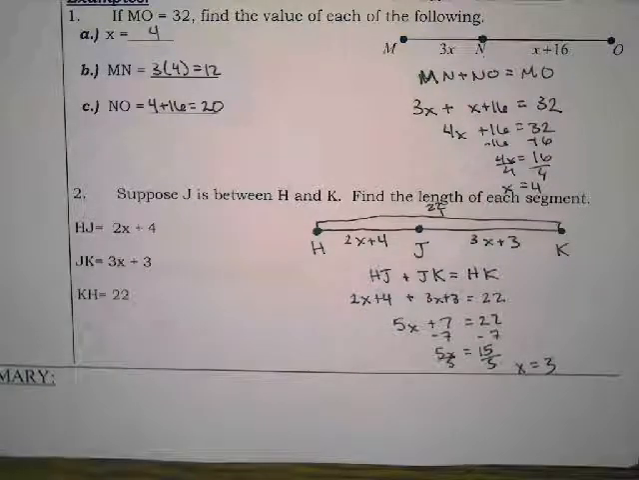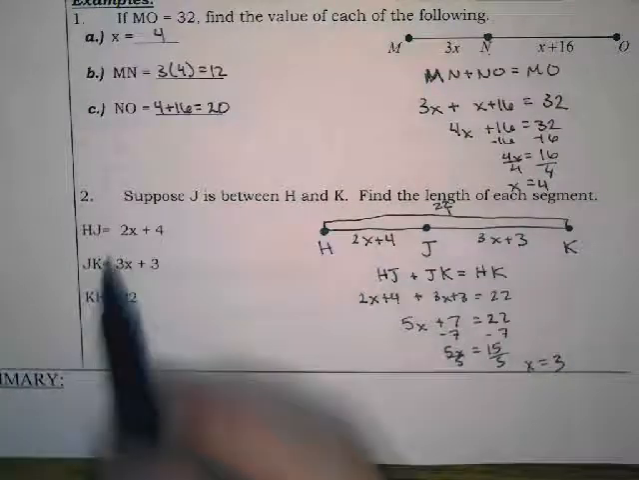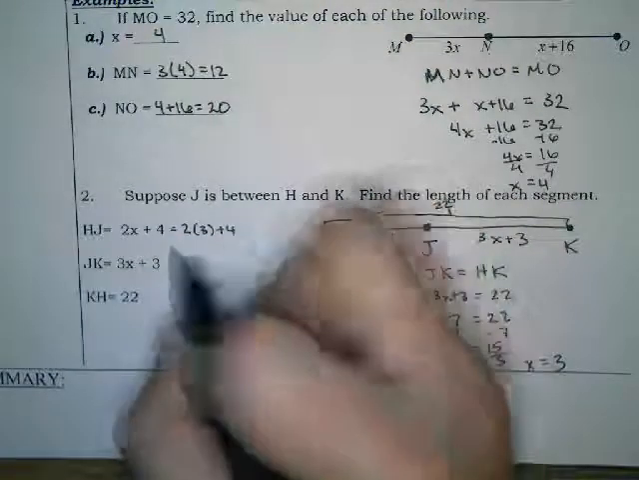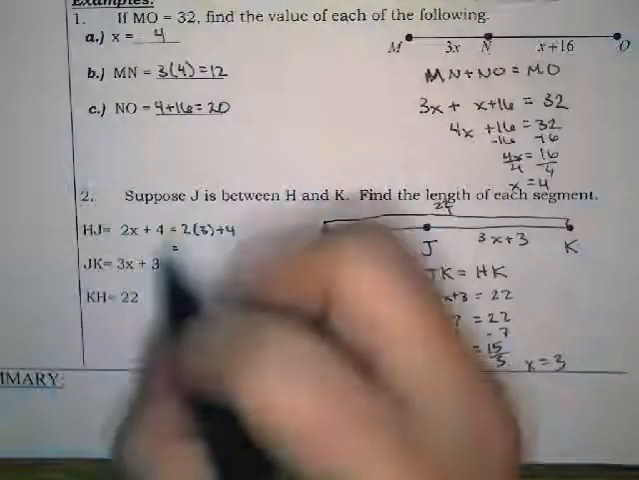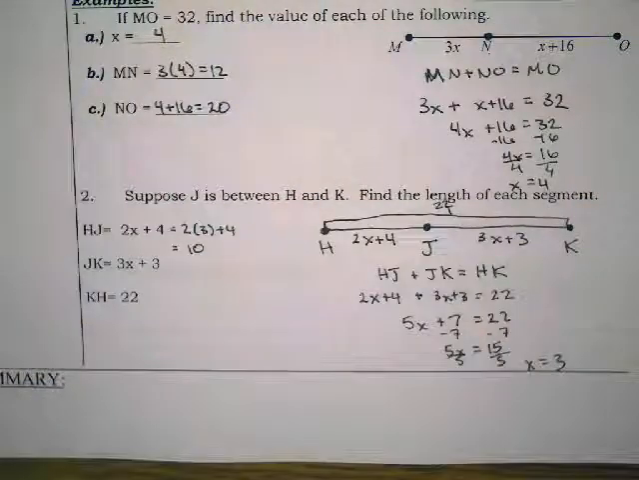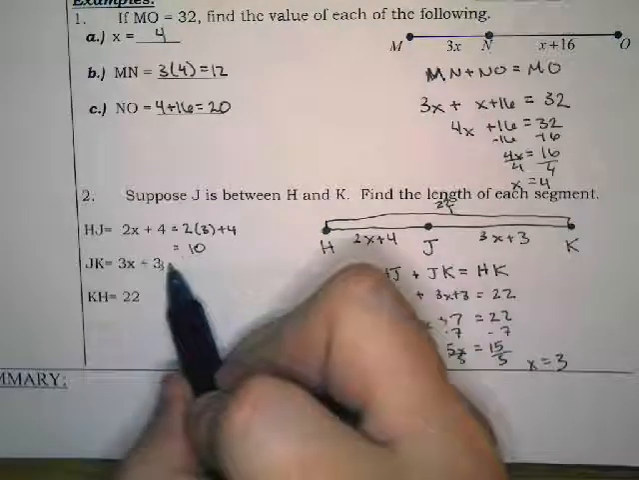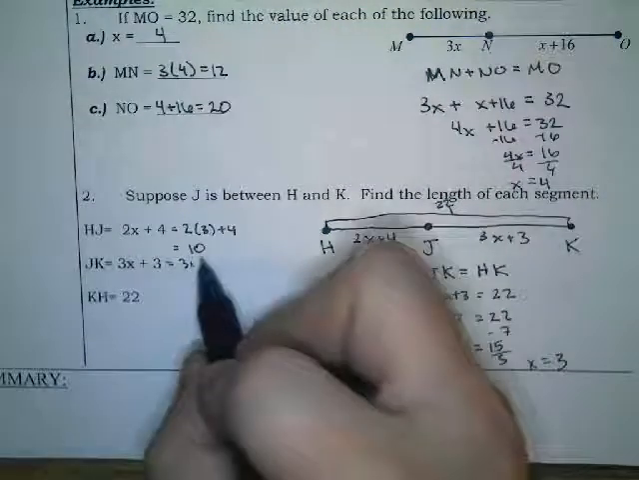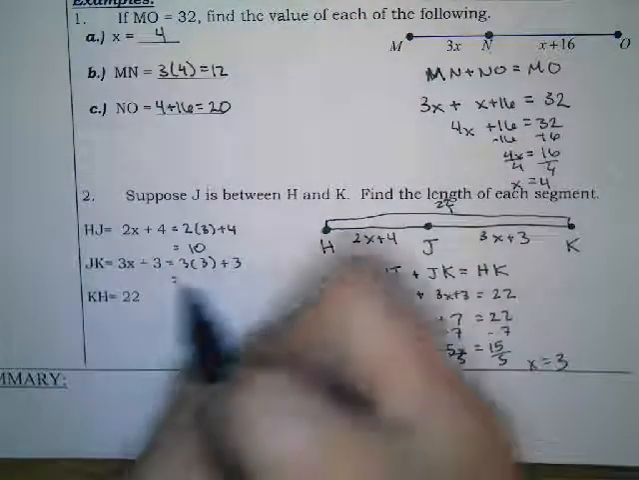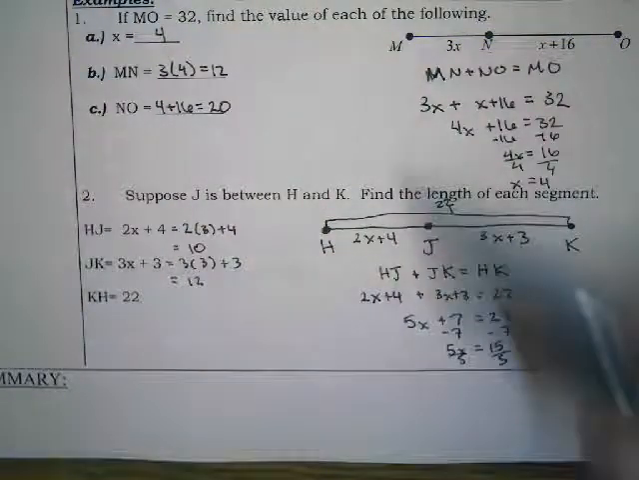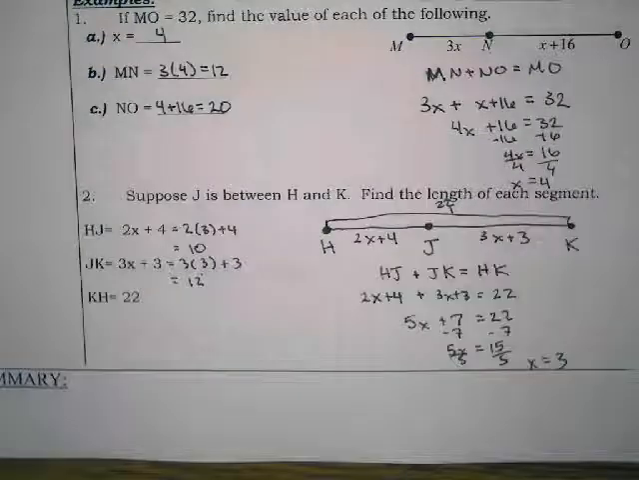Now we can find the length of each segment. We know x is 3, so I just plug it in. So HJ is equal to 2 times 3 plus 4, which is 6 plus 4, which is 10. Plugging in for JK, we have 3 times 3 plus 3 is equal to 9 plus 3, which is 12. And then we know 10 plus 12 equals 22, so we can feel good about our results.